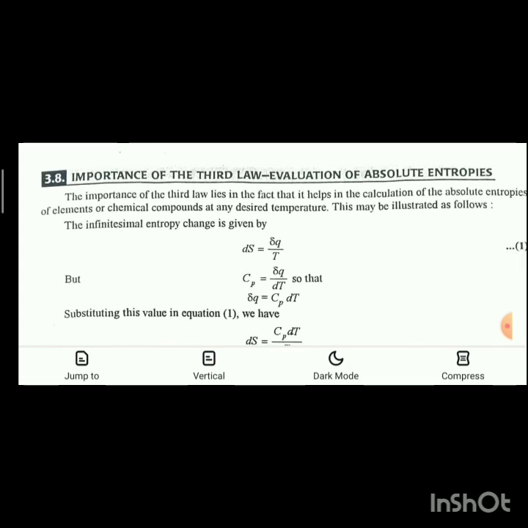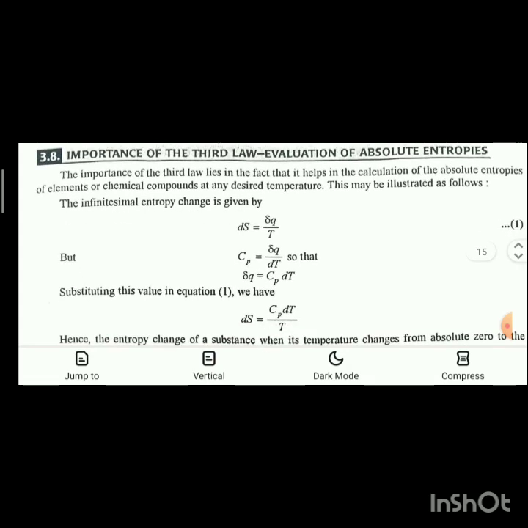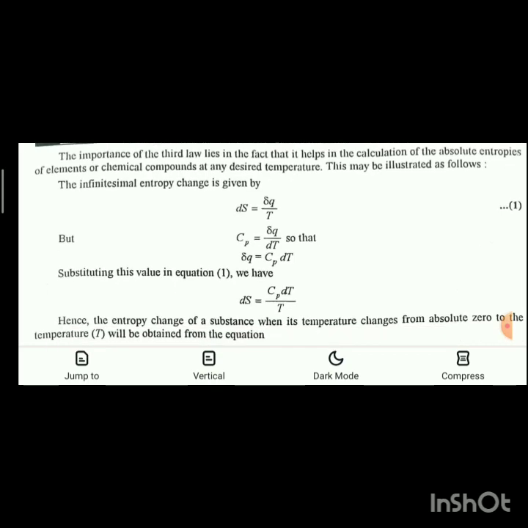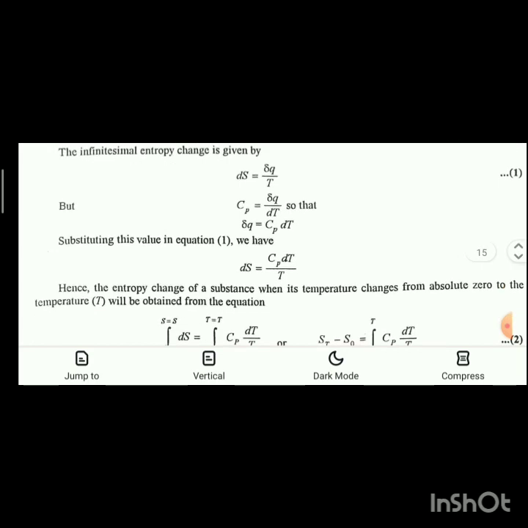Importance of third law, evaluation of absolute entropy. The importance of the third law lies in the fact that it helps in the calculation of absolute entropies of elements or chemical compounds at any desired temperature. This may be illustrated as follows. The infinitesimal entropy change is given by dS equals δq/T, and Cp equals δq/dT, so that δq equals Cp dT.